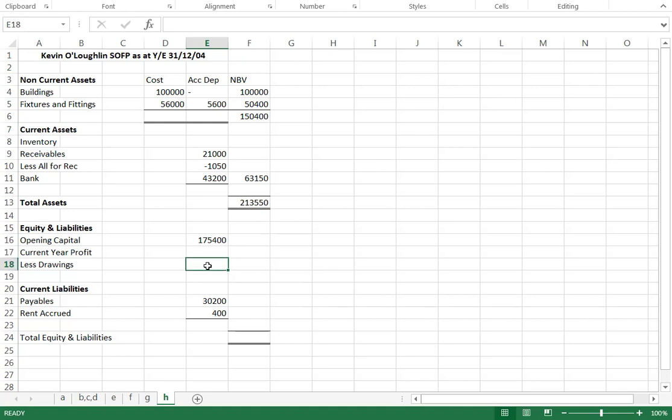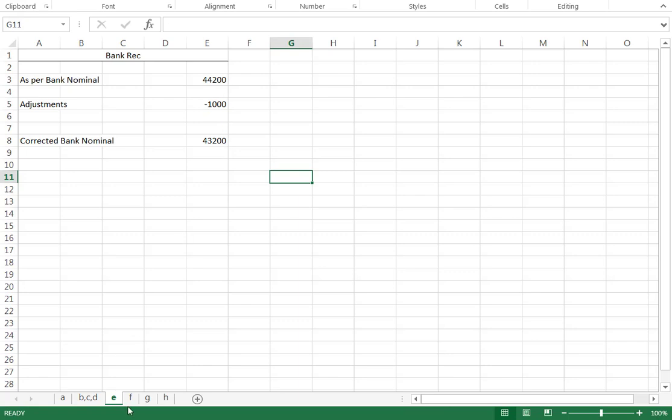We've got a drawings figure there of 9,500, and it said that we used 8,000 to buy a car for ourselves. So 9,500 from the bank account plus the 8,000 that we used to buy a car for ourselves is going to be 17,500. So that's going to be our drawings figure. Okay, so it's going to be less drawings, so it's going to be a minus also. Okay, doing well. So bank rec done.